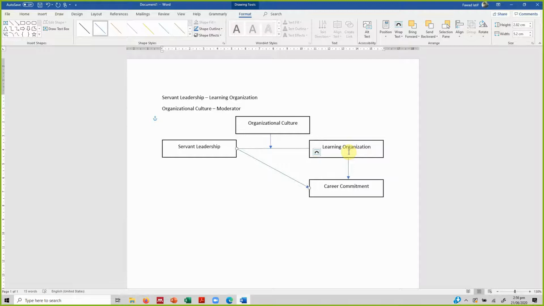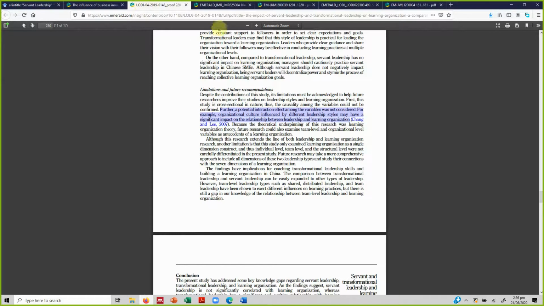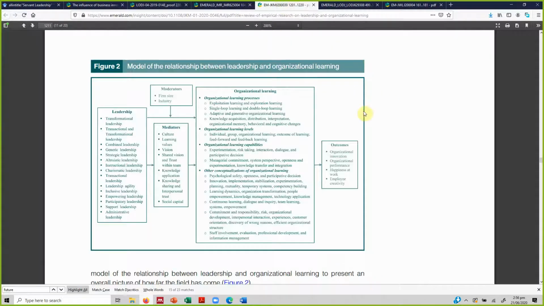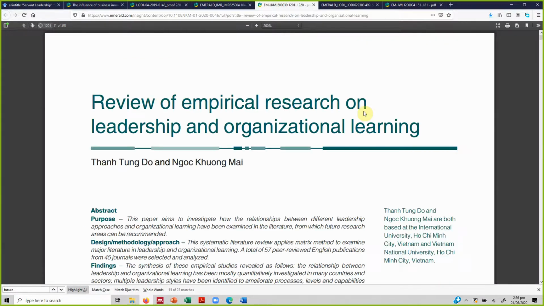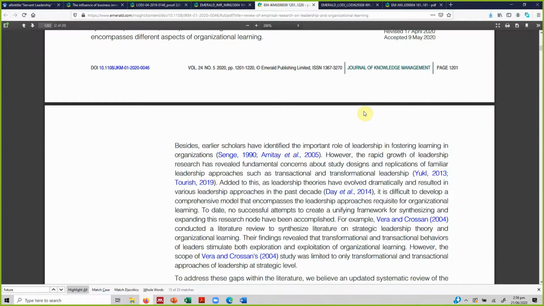I could further complicate this model. How can I do that? Let's see. Okay, I've already used this. Now there is this paper and there is this paper. While I was searching through the internet, I came across a very interesting paper: Review of empirical research on leadership and organizational learning. So an SLR on organizational learning and leadership. So what existing research has been done on leadership and organizational learning? And the interesting fact is it's recently published in May 2020.